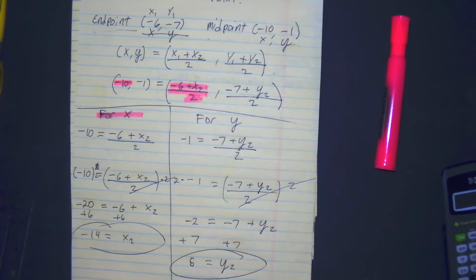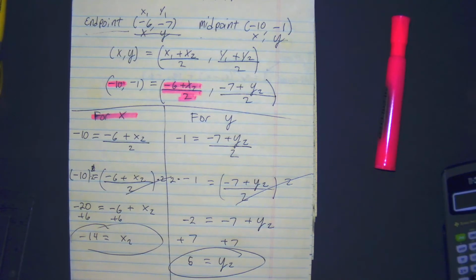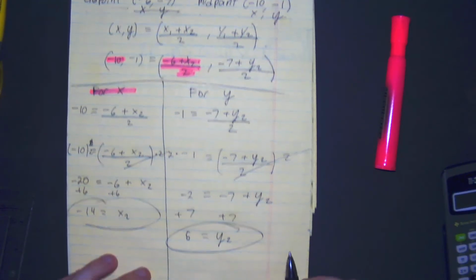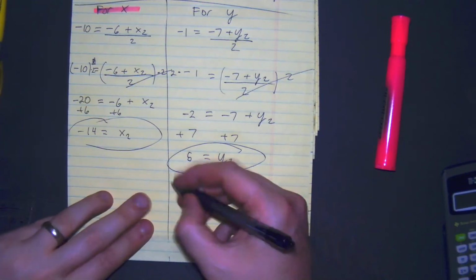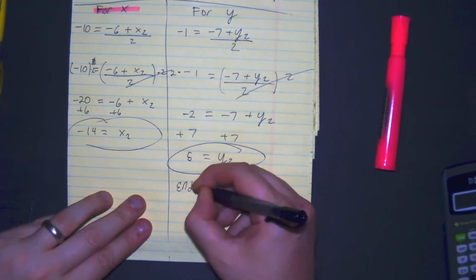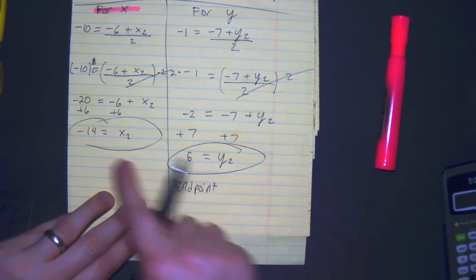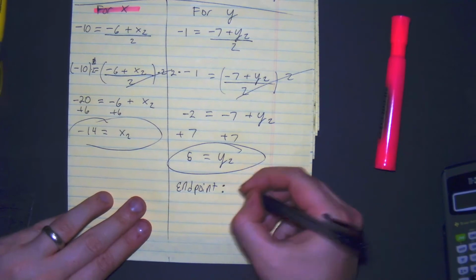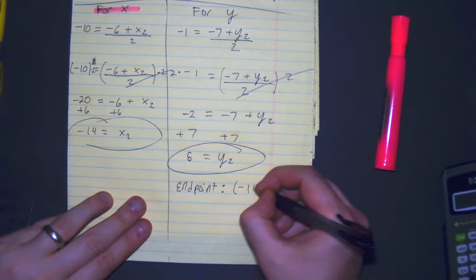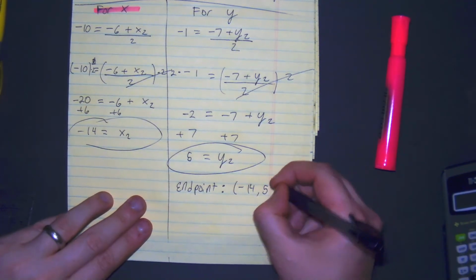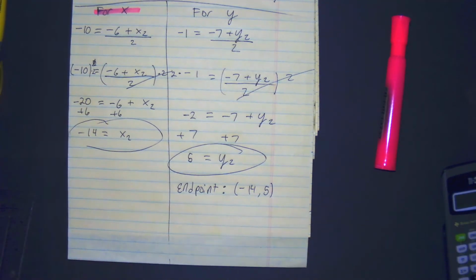So our missing endpoint is going to be negative 14, comma 5. How do you know if you did this right? You could always plug it into your information and go backwards.